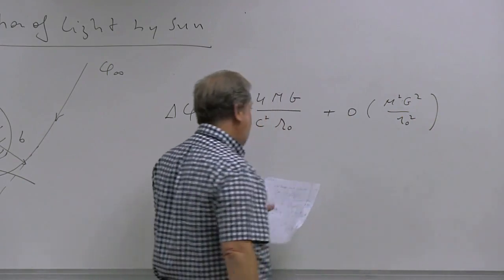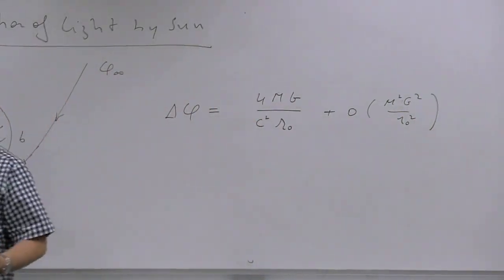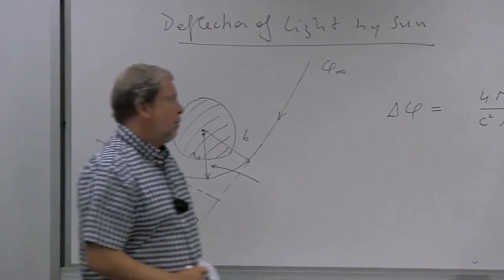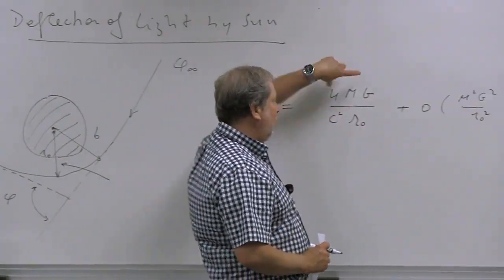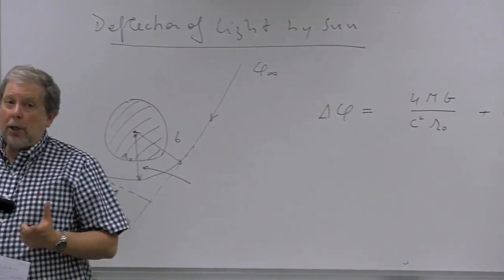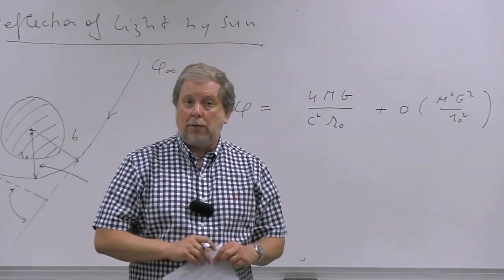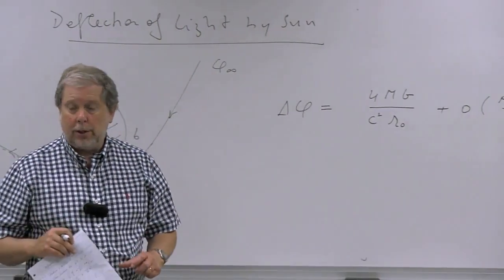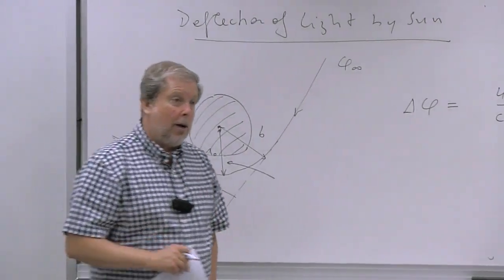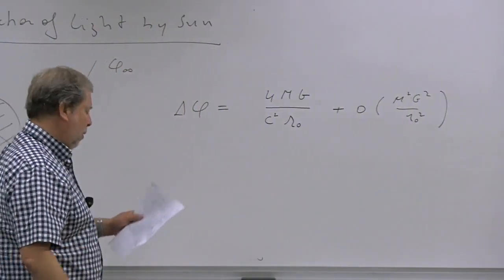So these corrections are small. Remember that the distance scale associated with 2 mg for the sun is 3 kilometers. So this is a very small distance divided by a fairly large one, because the radius of the sun is about 0.64 times 10 to the 6 kilometers. So we're talking about 1 million kilometers versus 3 kilometers. So this is a very small angle.